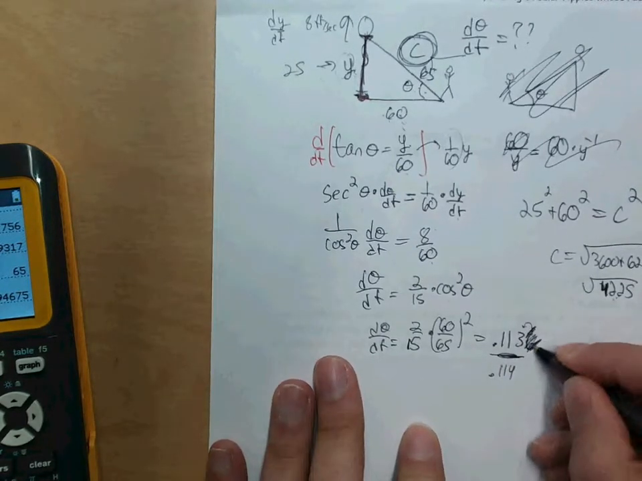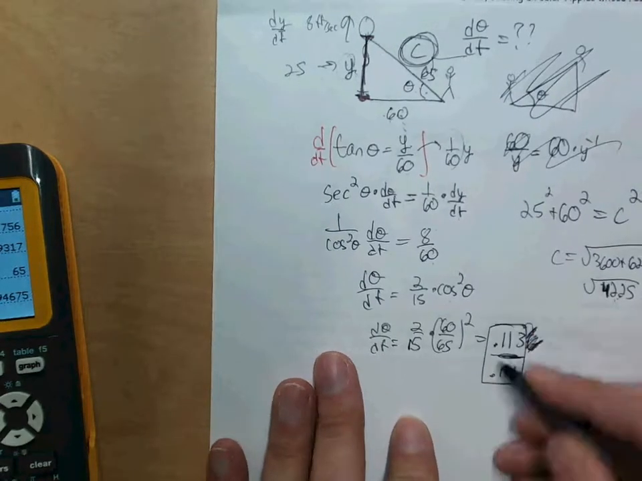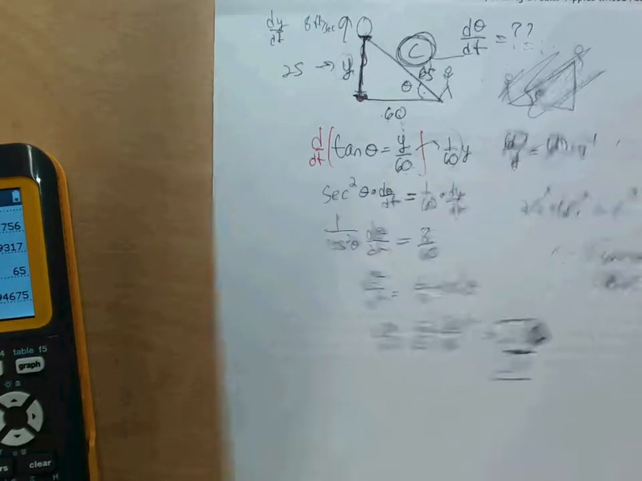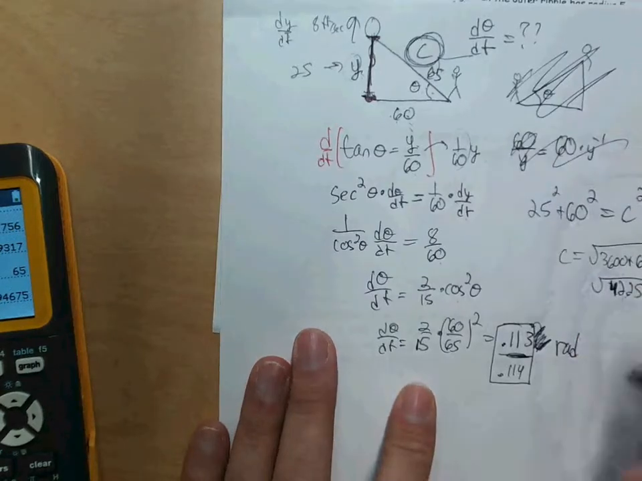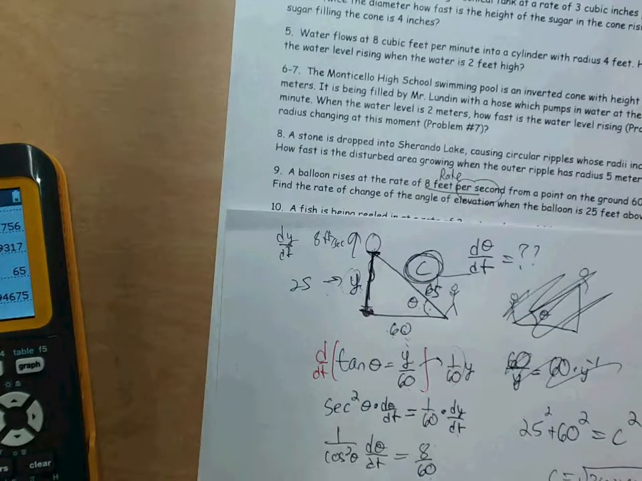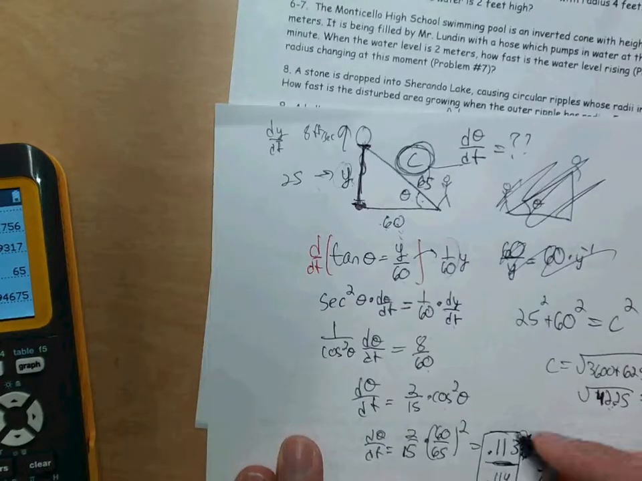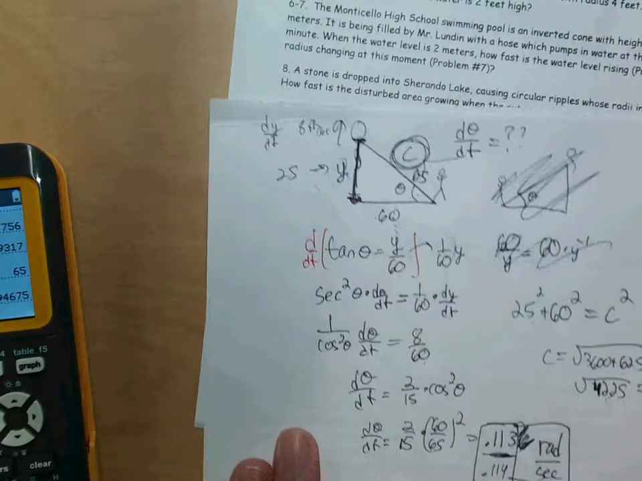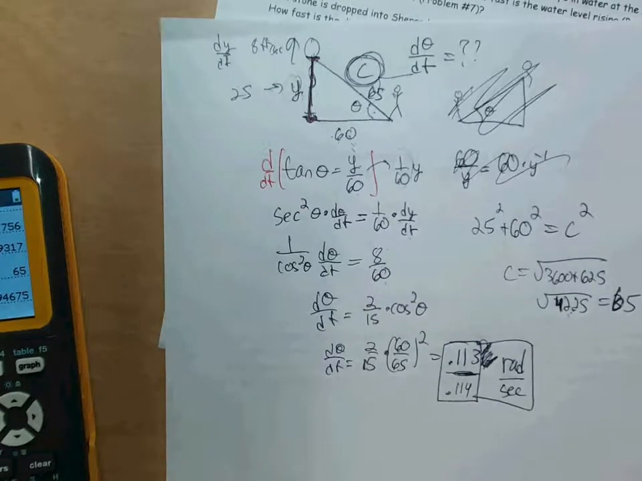Or another method of rounding that's acceptable on the Calculus AP exam is you can just truncate, which means you just cut off the last digit after the third one. Either one of these is acceptable. Our units here would be radians, because we're measuring the angle. Radians per second, because the balloon was rising each second. So that's our answer. Hope that helps on your related rates.